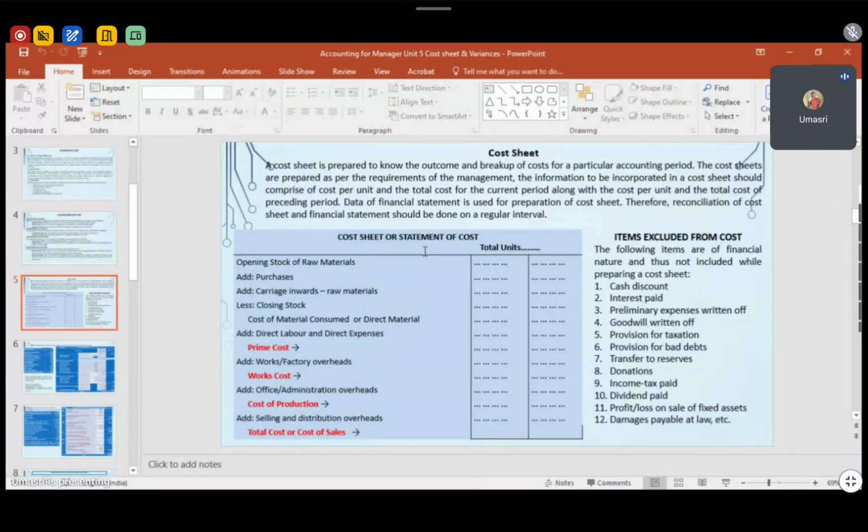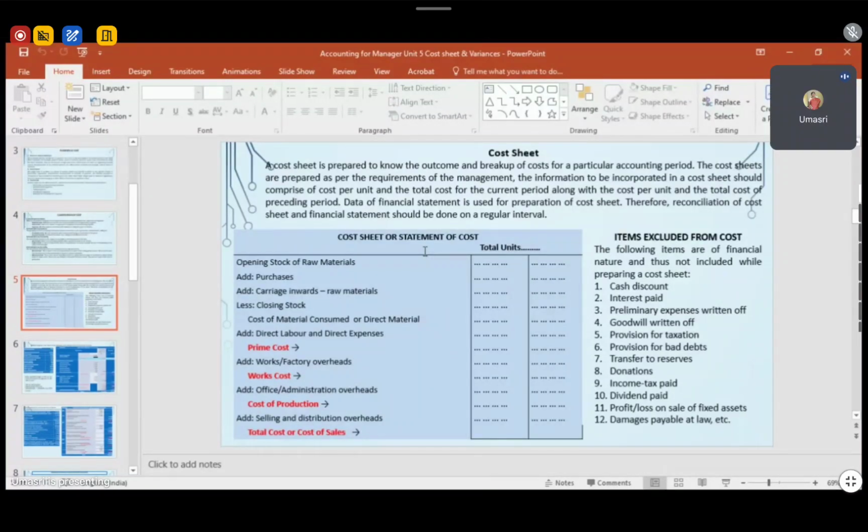Then interest paid, this is financial expenditure. Preliminary expenses, goodwill written off, bad debts written off, provision for taxation, provision for bad debts, transferring to reserve, donations, income tax paid, dividend paid. These are all the expenditures which are financial nature and non-cash and non-trading expenditures. You have to eliminate it. But only one thing you have to keep in your mind: depreciation. Depreciation, even though it is a non-cash expenditure, in cost sheet we have to show.